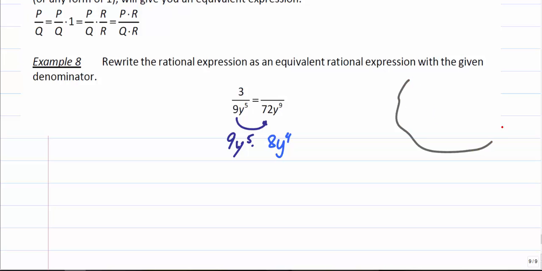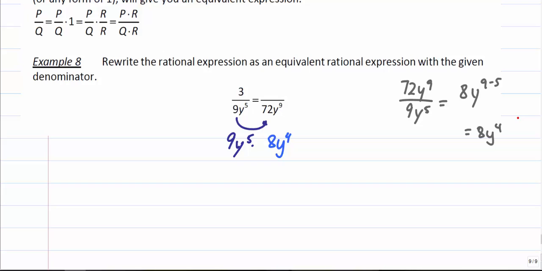Essentially, another option that you can think of about what I did is this. I divided. Right? 72 divided by 9 is 8, and then I subtract my exponents, and I get 8y to the 4th. And so that means I'm now going to take the numerator and multiply it by that same factor. So 3 times 8y to the 4th would be, yeah, 3 times 8 is 24, 24y to the 4th. And that would be my equivalent expression.